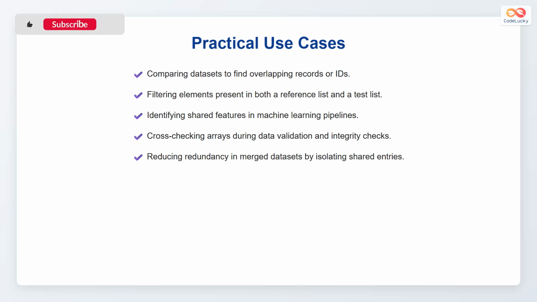The function np.intersect1d has many practical applications. It can compare two datasets to find overlapping entries, such as shared user IDs, product identifiers, or matching labels. It can filter arrays to keep only elements that appear in both reference and test lists. In machine learning, it helps identify common features between training and testing data. It is also useful for cross-checking data integrity, reducing redundancy, and validating that two datasets share consistent records.